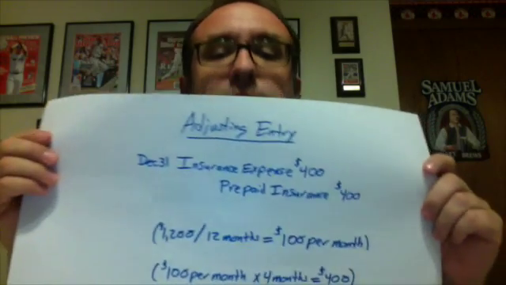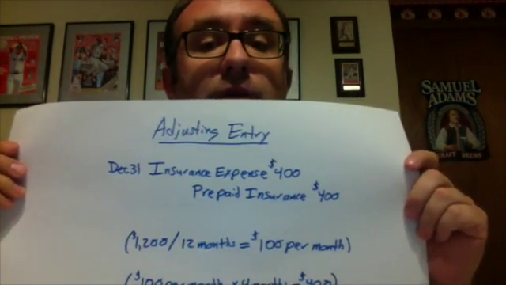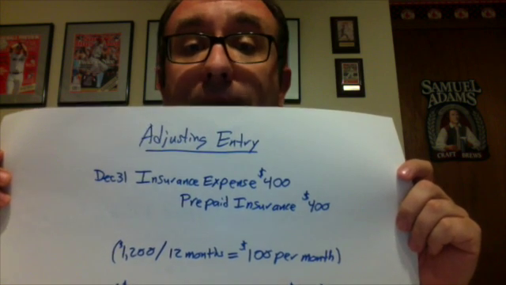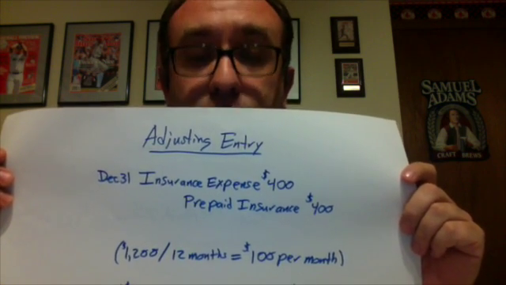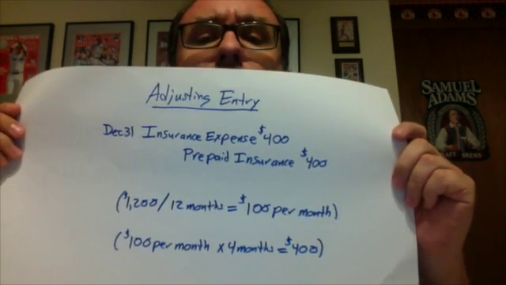Now, the adjusting entry for that would look like this. You would debit insurance expense, hence you expense the amount that you have used, and then you would credit prepaid insurance to lower prepaid insurance for the amount that you've used. And you can see my math on the bottom.